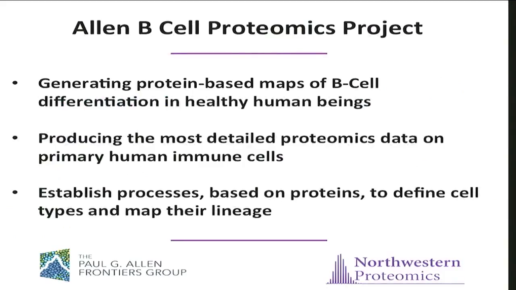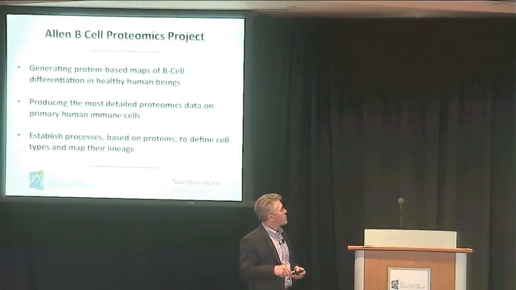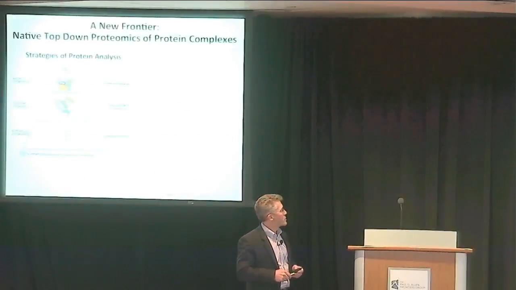So I need to wrap up here very quickly. I won't reiterate what the project is about. We're trying to finish up the full 10 B cell subtypes to complete the project's milestones. And that'll be a lot of protein level information that'll be out in just a little bit.